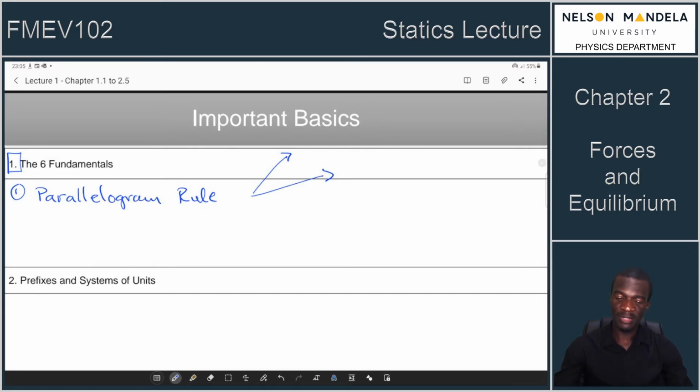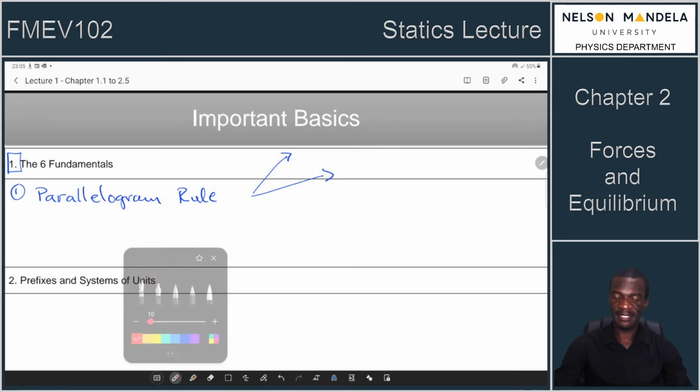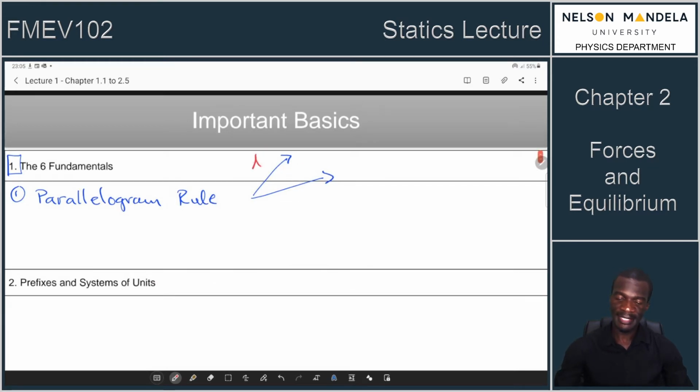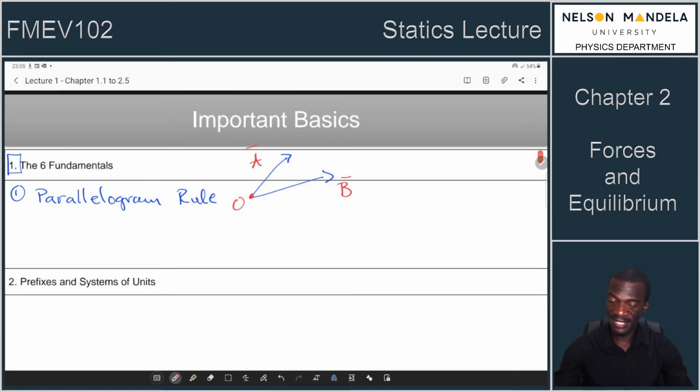So that parallelogram rule basically states that 2 vectors that are acting at a point, let's call that point O, such as vectors A and B shown in that sketch. These vectors have a resulting effect that can be found by plotting a parallelogram formed by the vectors. Then you find the magnitude of the diagonal of the parallelogram to then deduce the resultant.